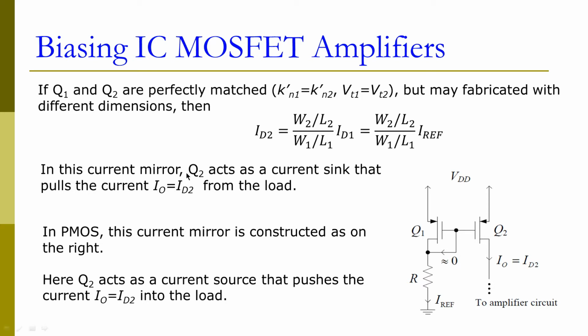Now, in this current mirror, Q2 will act as a current sink because it pulls the current IO from the load, and that's because they are NMOS transistors. If we are using PMOS transistors to make the current mirror, the current mirror will be constructed in this way. Here, Q2 acts as a current source that will push the current into the load.